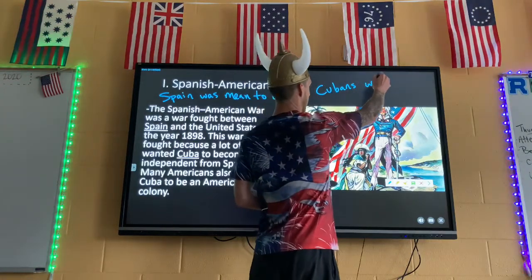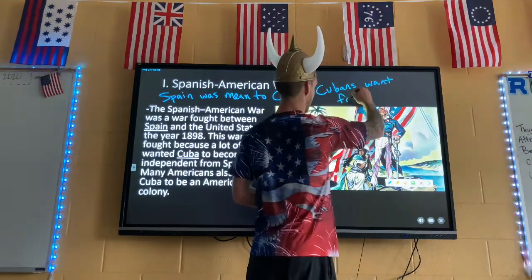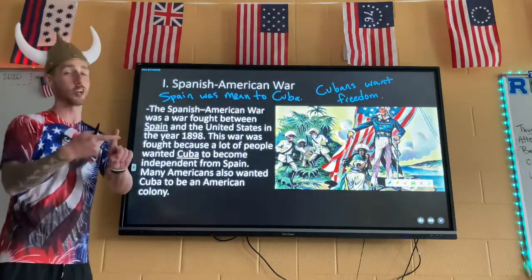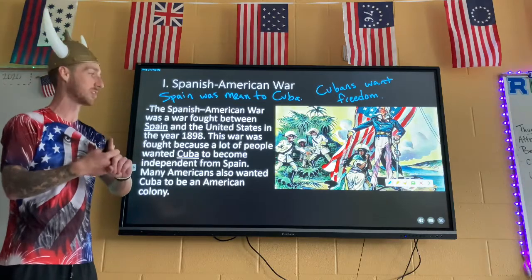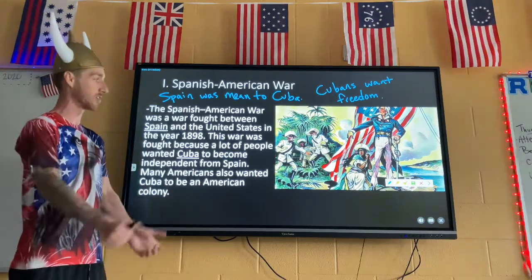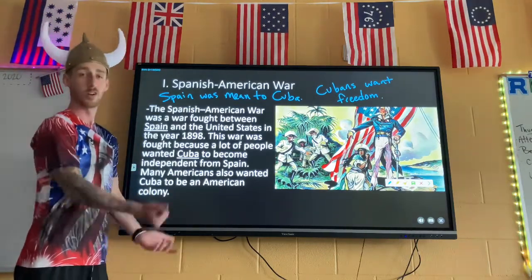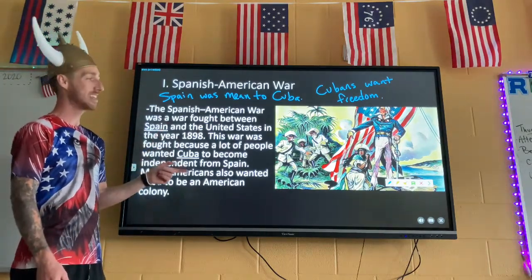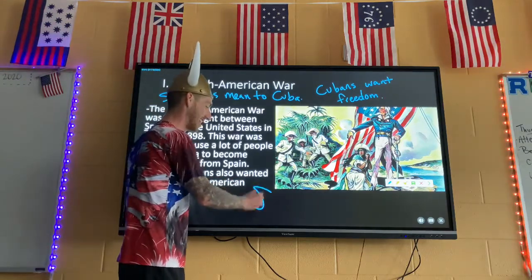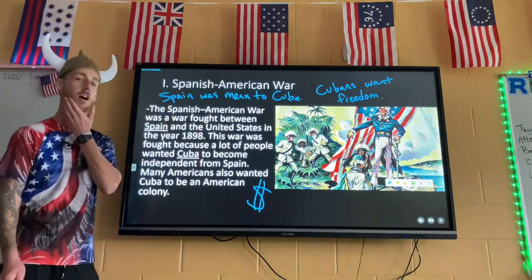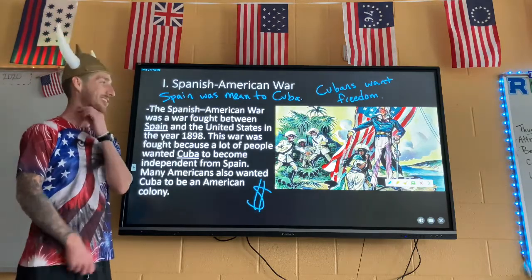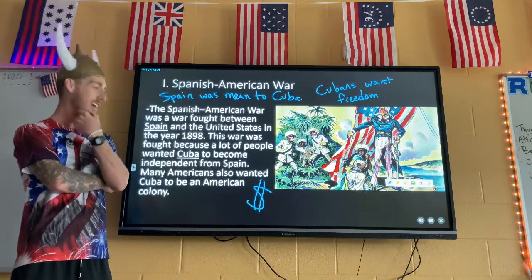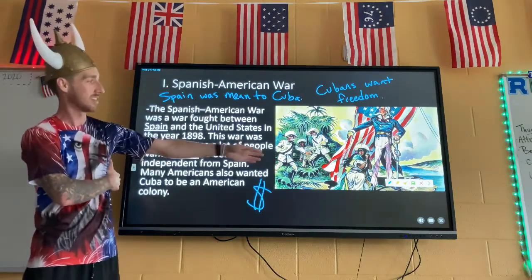Cubans want freedom. And the United States sees the island of Cuba and they have sugar there. Sugar can be sold for lots and lots of money and it can be turned into beautiful little treats and things like that. Sugar is used in a lot of things and it can make a lot of money. And the United States sees this and they see dollar signs in Cuba. They're like, ah, sugar money, sweet. And so they say, hey, Cuba, want some help with your little problem with Spain here? And Cuba's like, yes, okay? And so that's what we're talking about here.